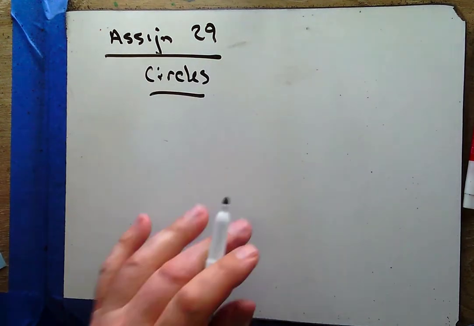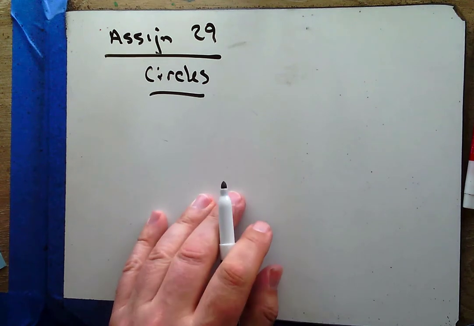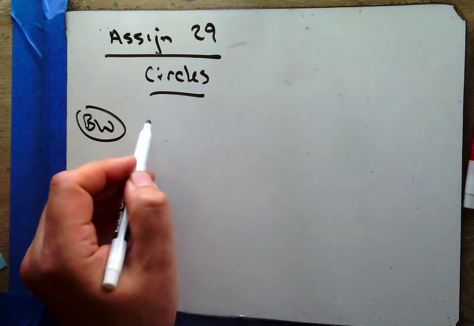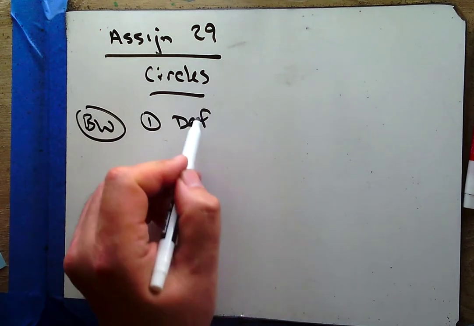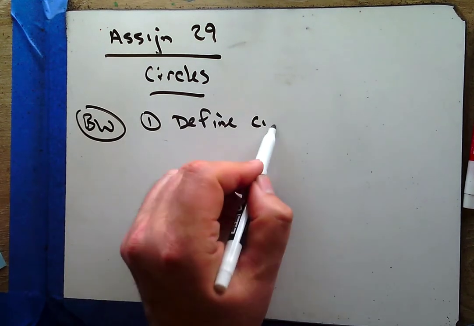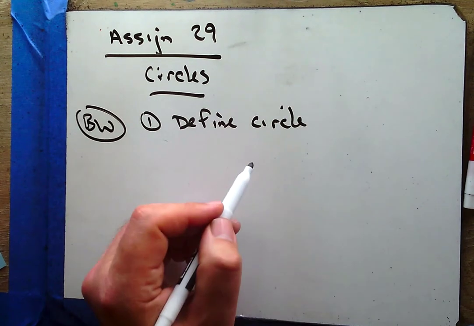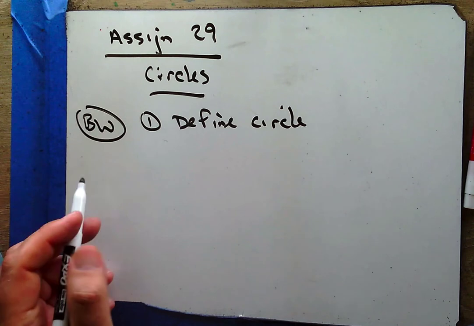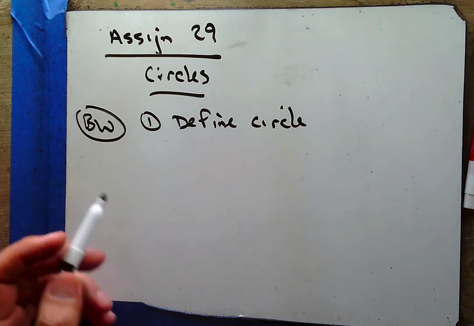And so I guess the first thing we want to do is, well, let's call it some bell work, and I'd like you to define a circle. Yeah, let's start with that. You define circle.